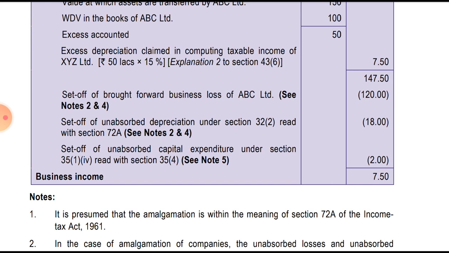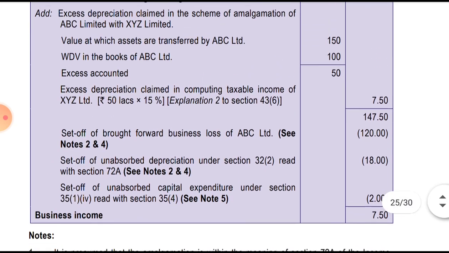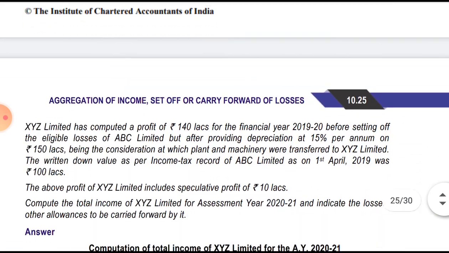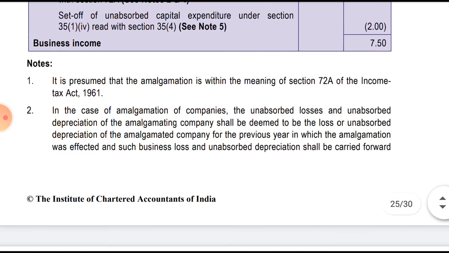120, that is business loss. Then set off of the unabsorbed depreciation as per 32(2), 18. Then set off of the unabsorbed capital expenditure, 2. We haven't set off this speculative loss. See what is given in the note.